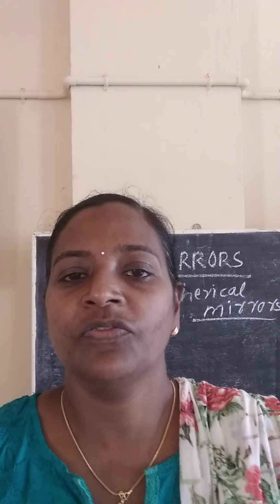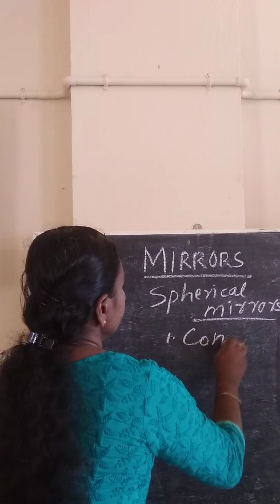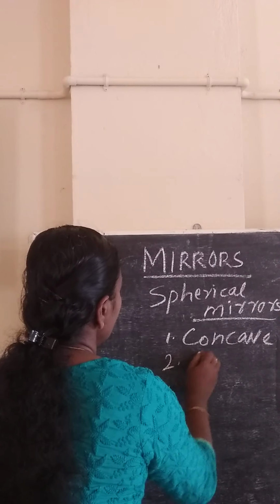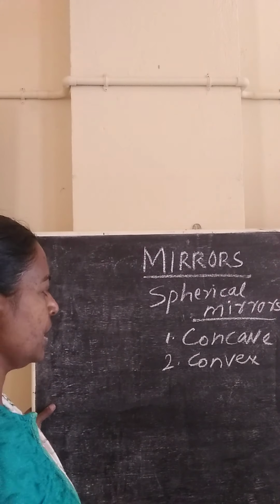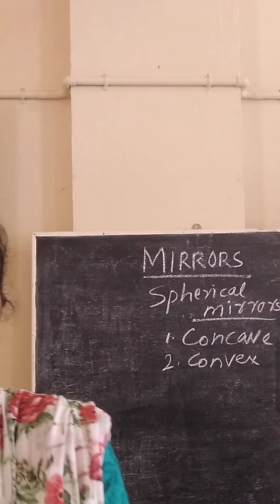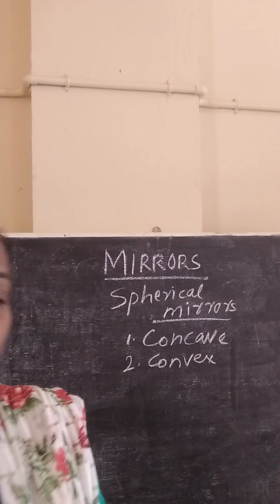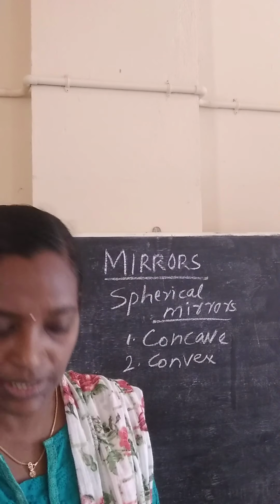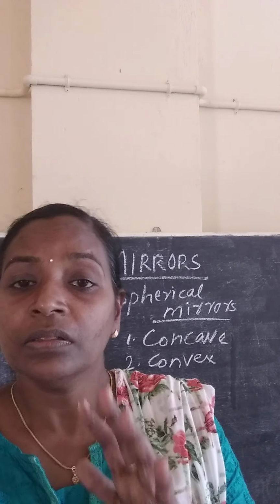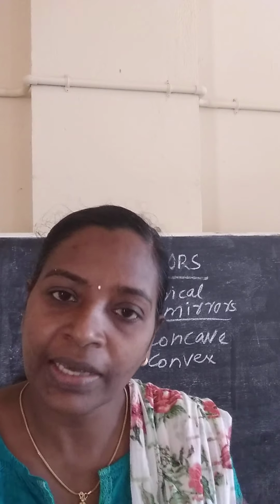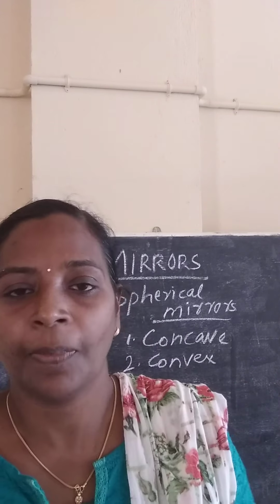There are two types of spherical mirrors. The first type is called the concave mirror and the second is called the convex mirror. So these are the two types of mirrors, concave mirrors and convex mirrors. And what is the difference between a concave mirror and a convex mirror? Both of these mirrors are spherical; both are taken from a sphere.